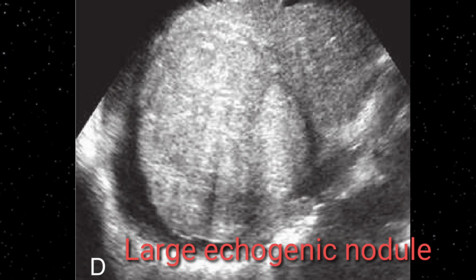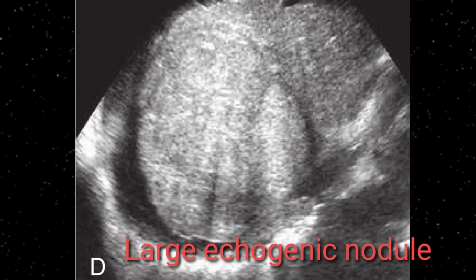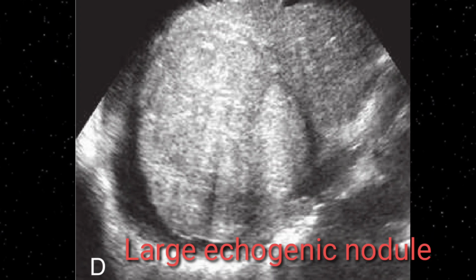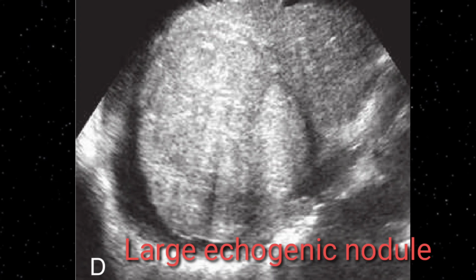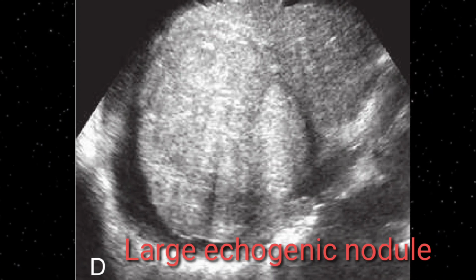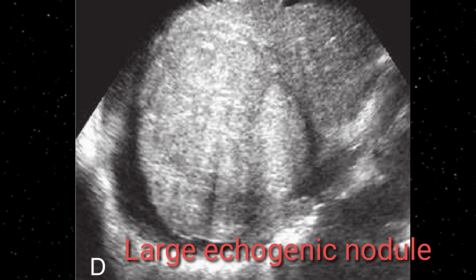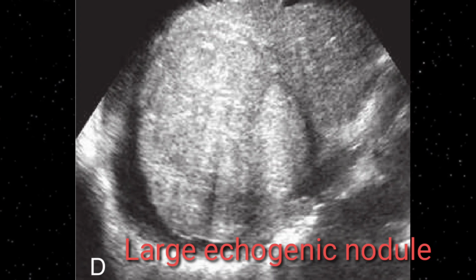On this slide, you can appreciate a cirrhotic liver. Parenchyma is coarse and granular. You can appreciate this coarse parenchyma and granular pattern of the liver parenchyma. Margins are irregular and the liver is surrounded by ascitic fluid. It shows that it is a well-developed case.